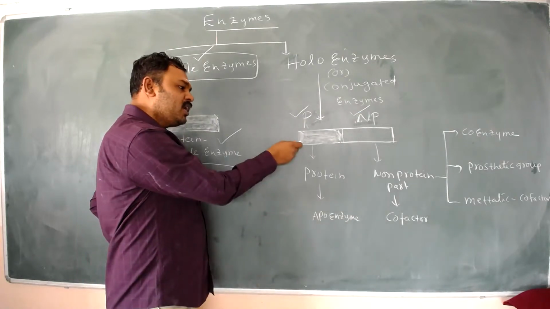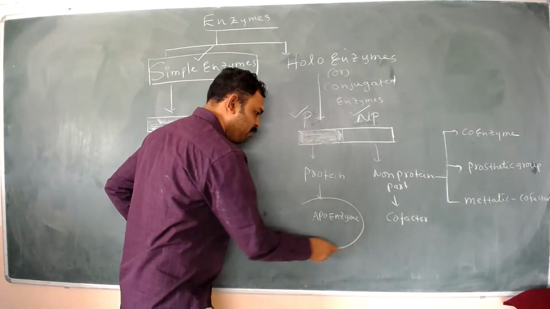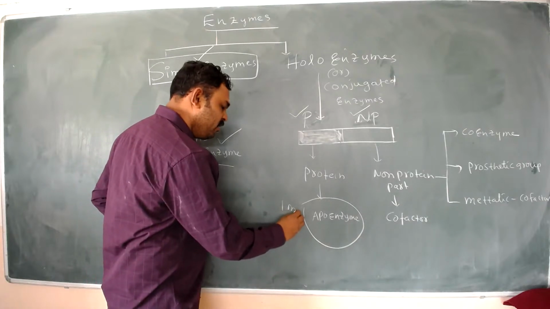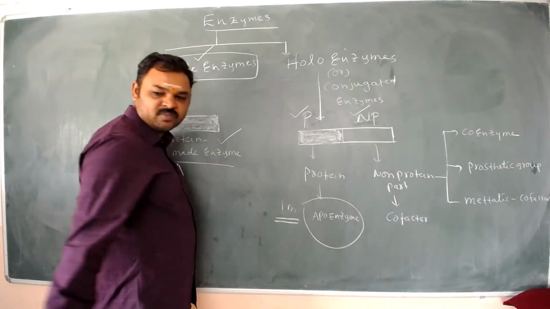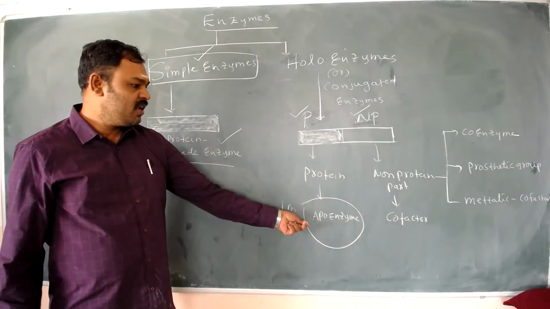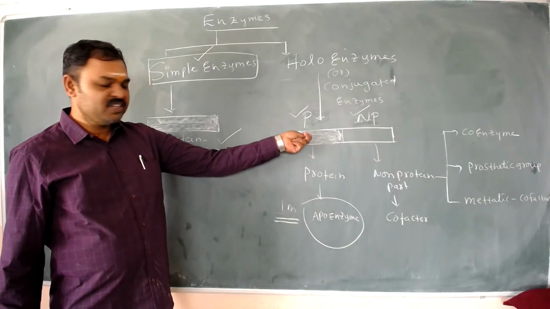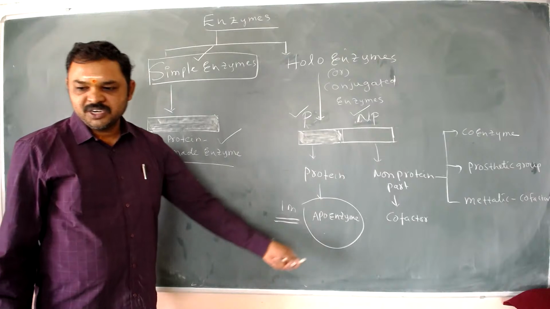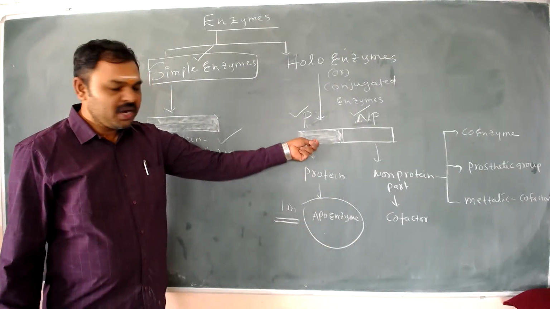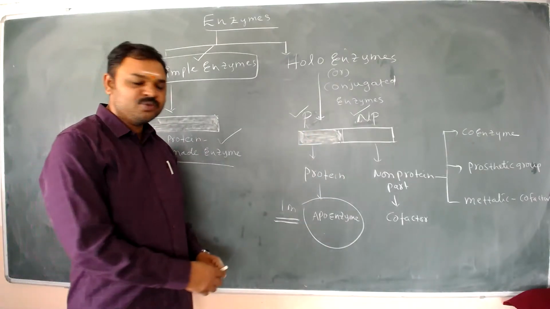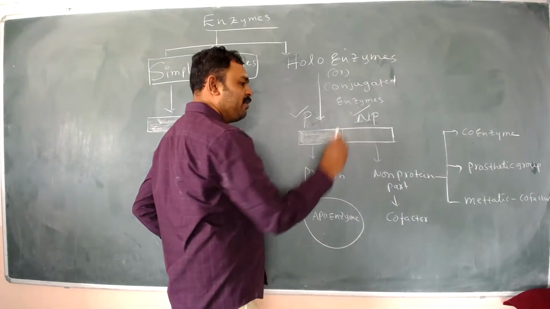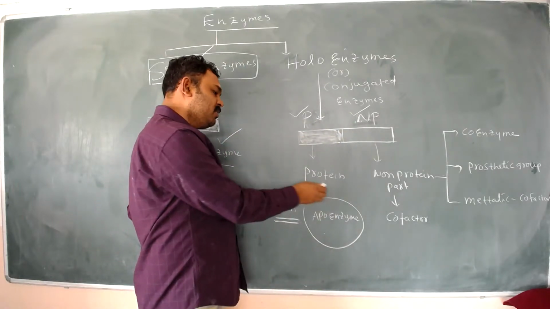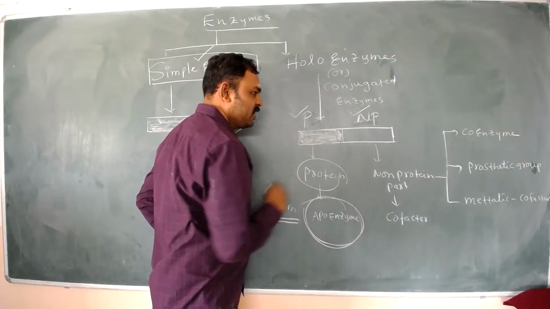The protein part of a holo enzyme is called the apoenzyme. One more important question: what is meant by apoenzyme? The protein part of holo enzymes is called the apoenzyme. In a holo enzyme there are two parts: the protein part and the non-protein part, meaning other than protein.